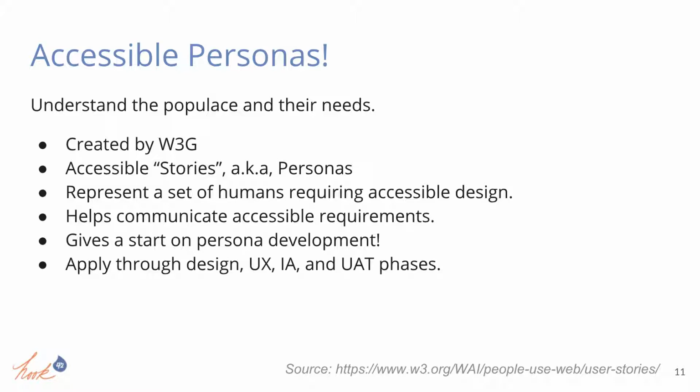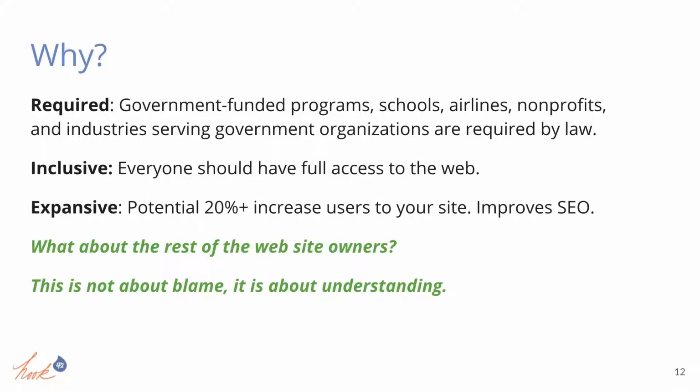Okay, a little over half the room, but this is a very common thing to say: can Jane Doe, the target consumer of this demographic, use the site as they would use it for their own need? These are accessible personas that attest to that. It's great, it gives a start on persona development and applies through UX, UI, and testing phases, because you can test whether that person can actually get the information they need.